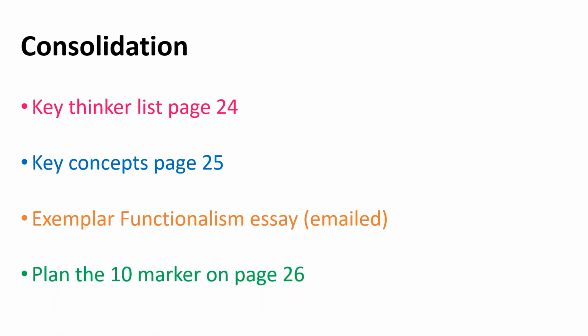And finally, you've got a 10 marker in your pack on page 26. Outline and explain 2 ways in which the family functions to meet the needs of society. So reasonably straightforward question, and I'd like you to have a go at coming up with 2 points. So 2 ways that the family functions to meet the needs of society.